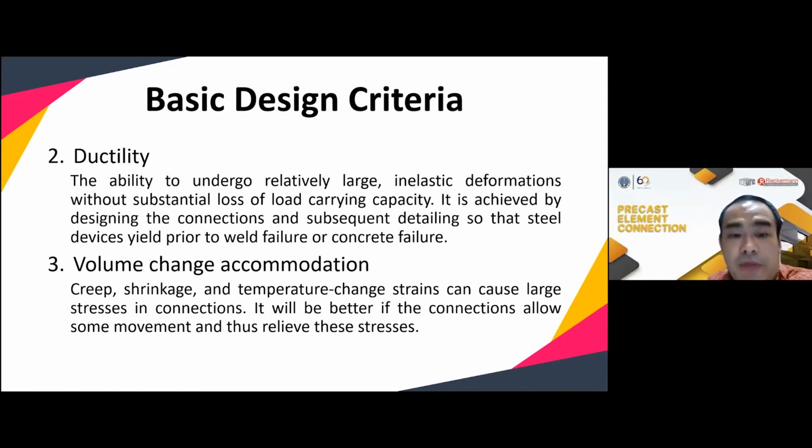The third one is volume change accommodation. In concrete, we have creep and shrinkage, and there are also temperature change strains that can cause large stresses in connections. So it will be better if the connections also allow some movement and thus relieve these stresses.